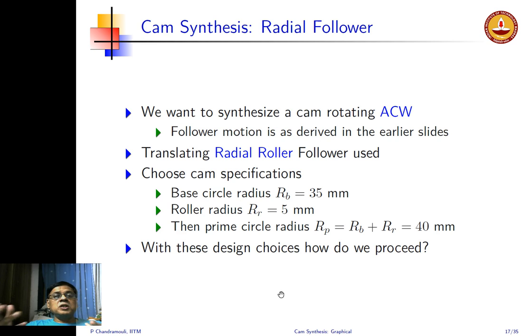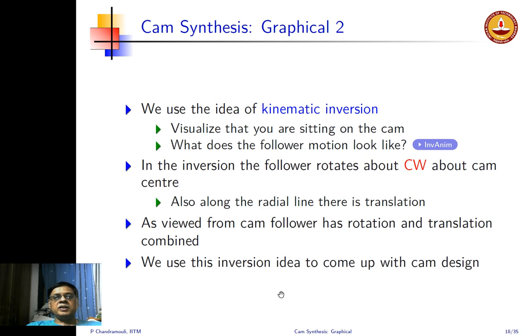Now we have to choose a roller radius. So I'm going to choose 5 mm. Therefore, the prime circle radius, which is the smallest circle that can be drawn tangent to the pitch curve, is RP, which is RB plus RR, which is 40 mm. So we have made these choices. Now we'll ask the question, how do we proceed? We want to synthesize this graphically, right?